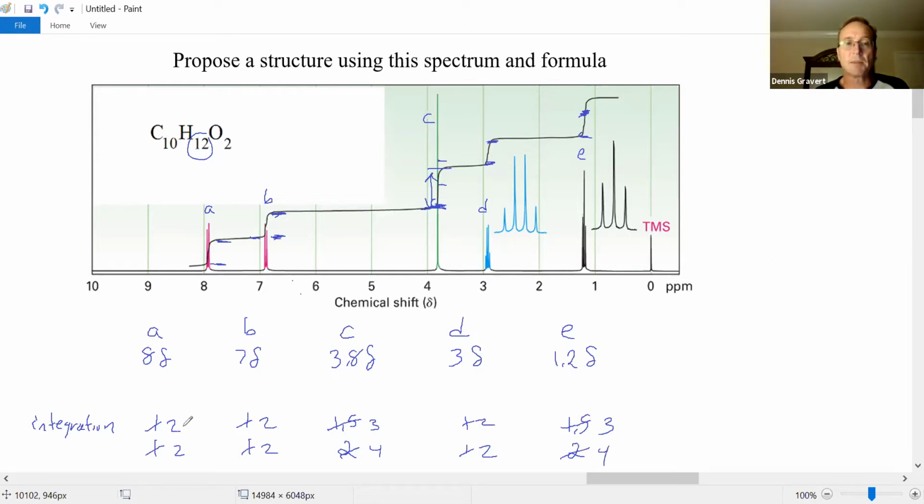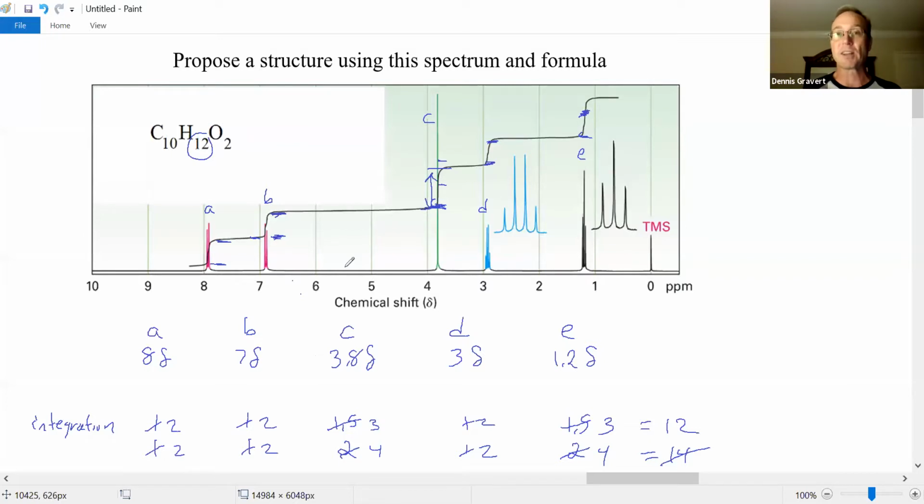Okay, and let's add them up. 2 plus 2 is 4. 4 plus 3 is 7. 7 plus 2 is 9. 9 plus 3 is 12. Oh, we found it. We can do these just because it's here. 2 plus 2 is 4, plus 4 is 8, plus 2 is 10, plus 4 is 14. That's not a match. We only have 12 hydrogens. And that's how you do it.